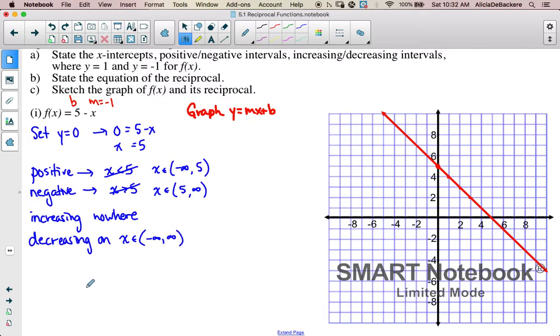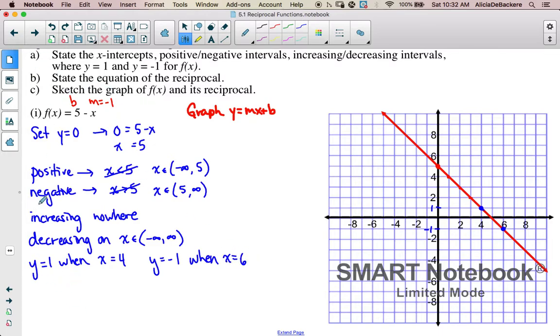All right, the last thing that it's asking for in part A, we're still in part A, says where is y equal 1 and where does y equal negative 1? So I'm looking at where is y 1 and where is y negative 1, and I can see that these are the 2 points on my graph. So y equals 1 when x equals 4, and y equals negative 1 when x equals 6. So I've got all of that.